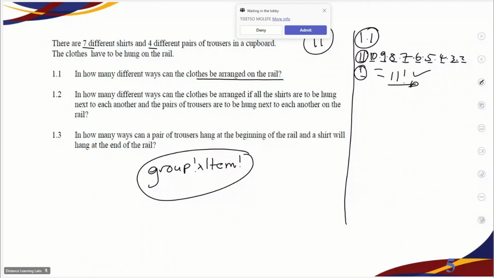Now we check the second question, where we are grouping the items. The first question under grouping says: in how many different ways can the clothes be arranged if all the shirts are to be hung next to each other, meaning we are grouping the shirts. On that rail there must be shirts only, next to each other, and the pairs of trousers are also to be hung next to each other, meaning in this case we have two groups.